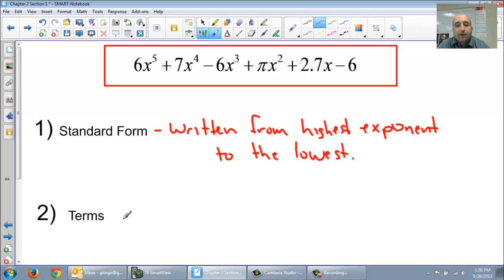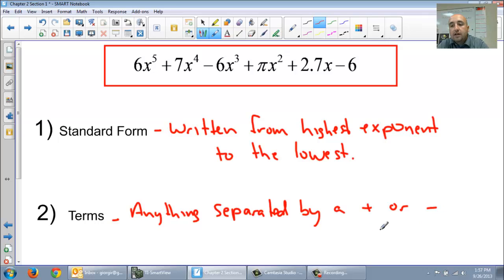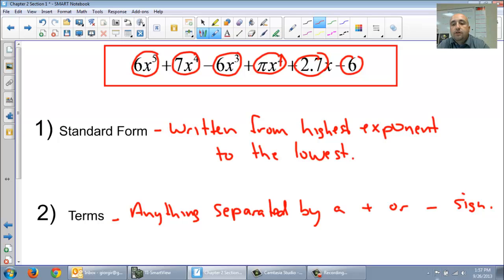Terms. A term of a polynomial is anything separated by a plus or minus sign. So how many terms does this have? It has 1, 2, 3, 4, 5, and 6 terms. So this one has 6 terms. That's the first two words you need to know: standard form and terms.